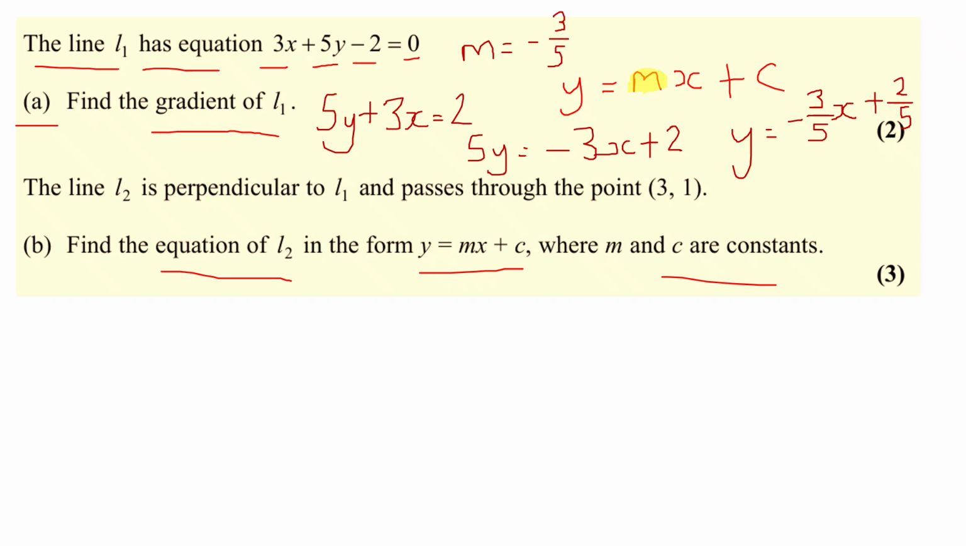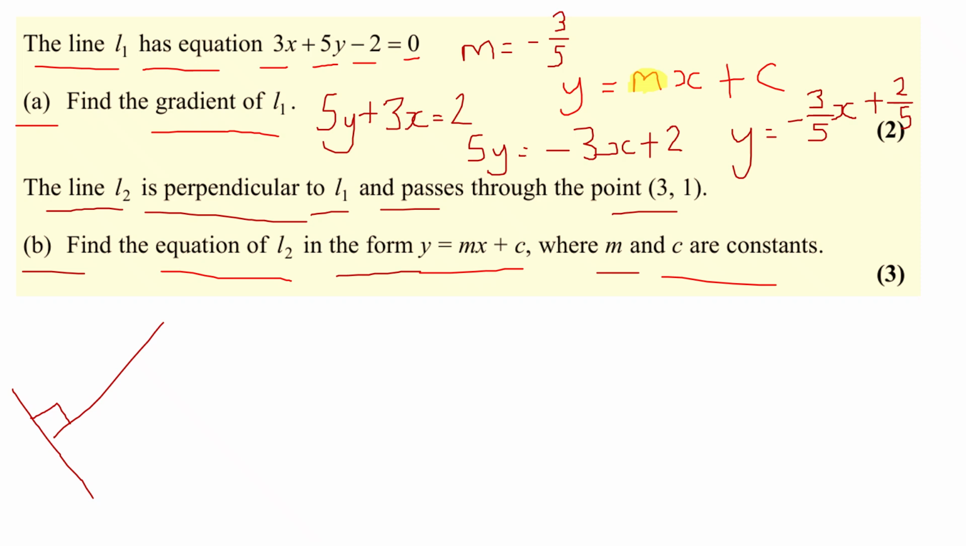Next up, the line L2 is perpendicular, very important, to L1 and passes through the point (3, 1). Part B, find the equation of L2 in the form y is equal to mx plus c, where m and c are constants. So perpendicular lines are lines that meet at right angles, so meet at 90 degrees. And also their gradients are negative reciprocals of one another, i.e. the gradients multiplied to make minus 1.